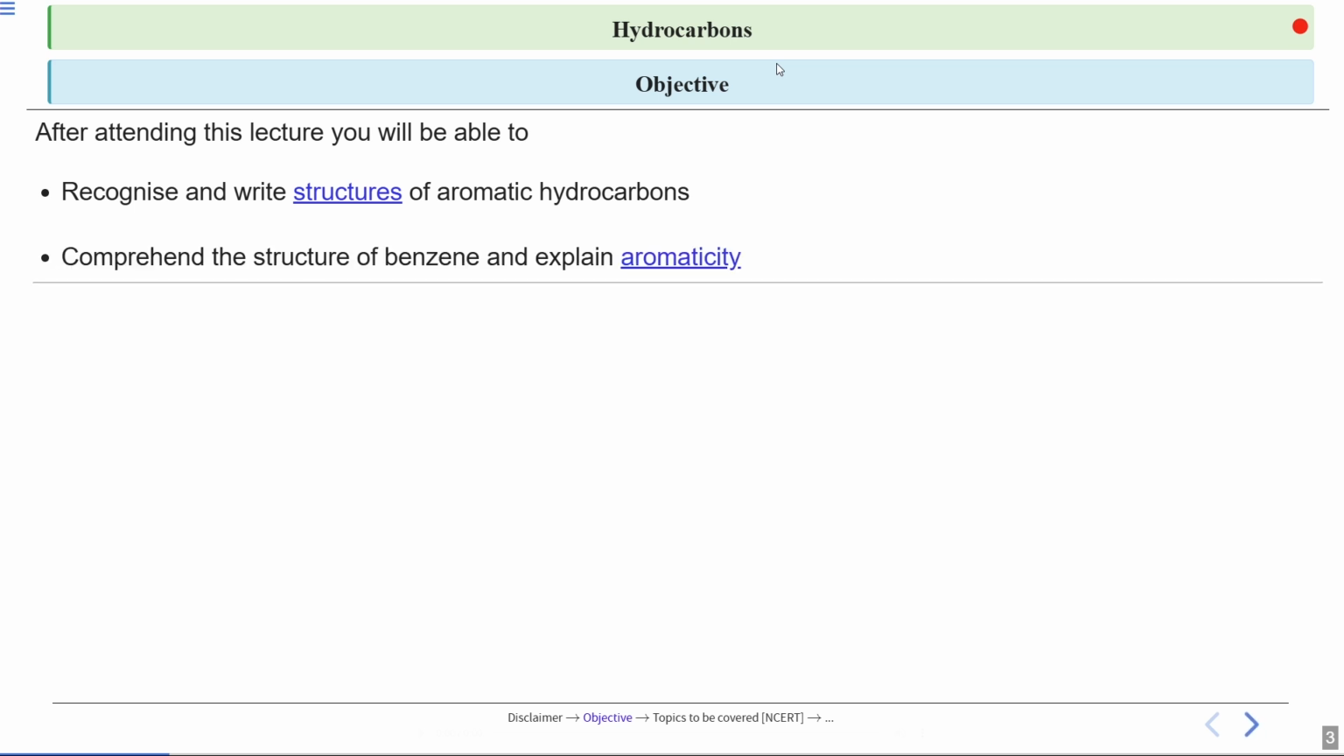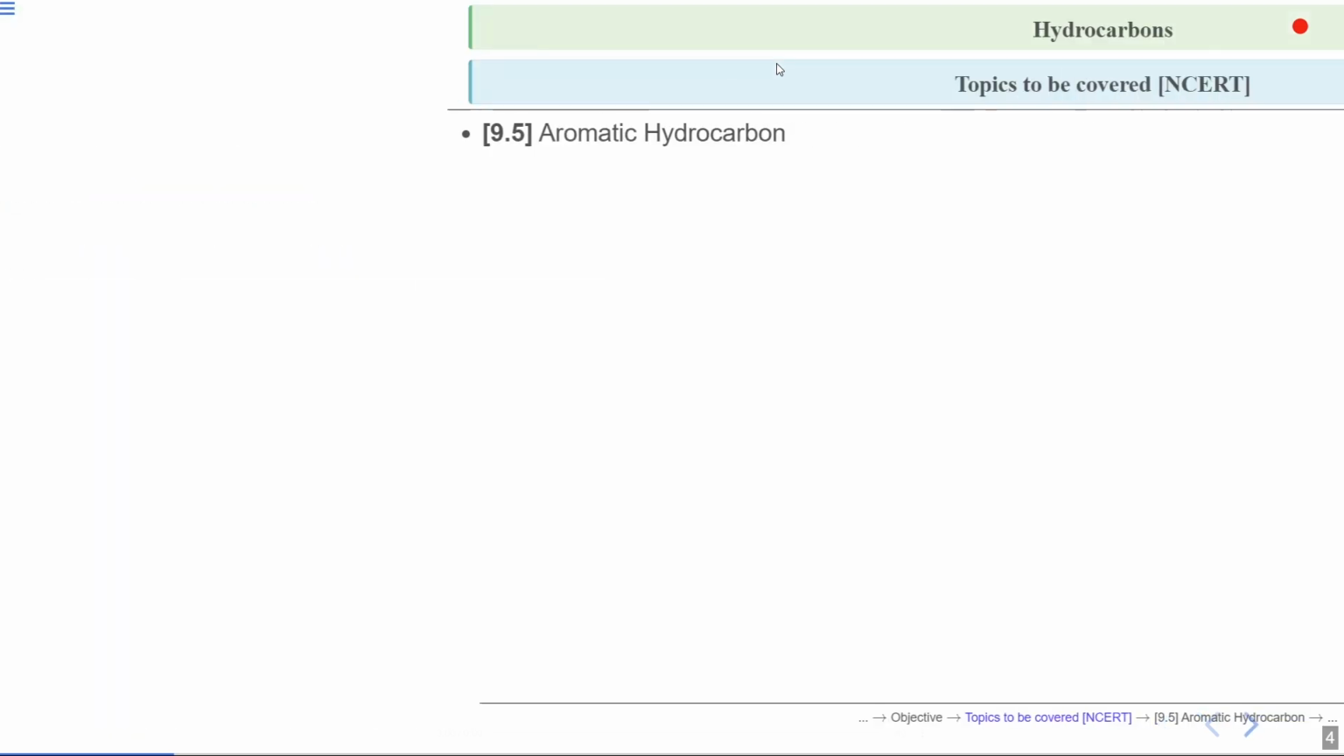After that, we will dive into the structure of benzene and discuss what makes this compound aromatic. Aromaticity is a property that gives this molecule extra stability due to the way electrons are shared in the ring. By the end, you will be able to explain why benzene is so important in chemistry.